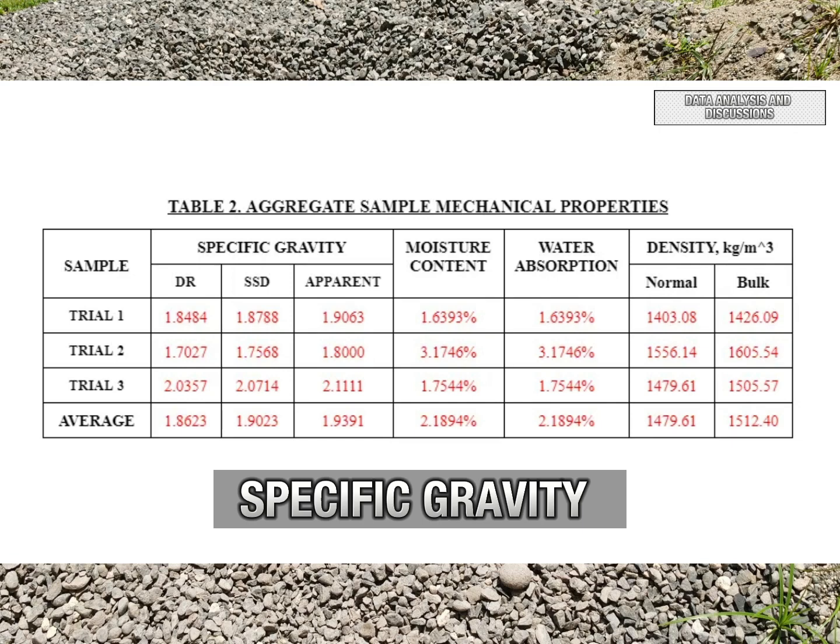its pore spaces, we get the average of 1.9023 and the apparent specific gravity is 1.9391. Apparent specific gravity tells us the volume of the pores of the samples. As we can see in our data, our specific gravity is low, which often results in poor durability and the low strength of aggregates.